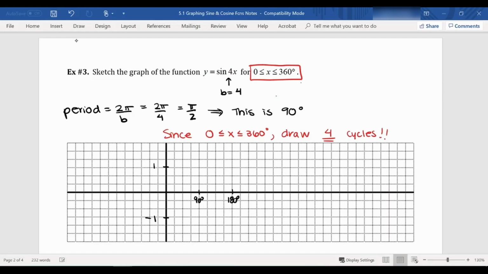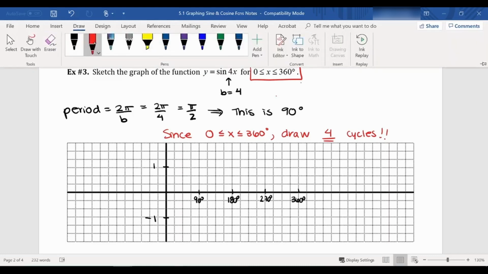I have to go all the way up to 360 here. I could have done 8 boxes and I might have been able to fit that as well, but I probably don't have the space. Again, I don't need to go to the left because it told me I'm starting at 0.